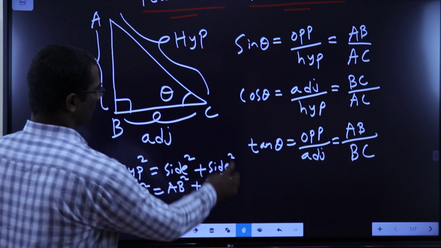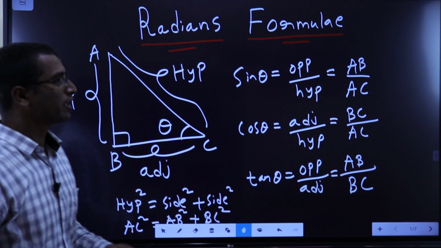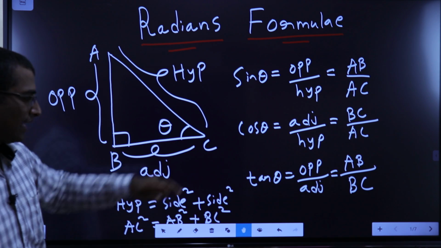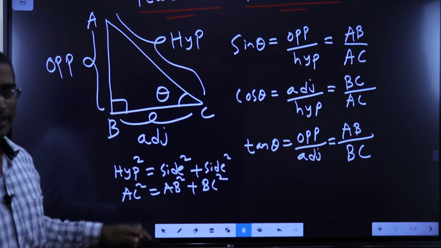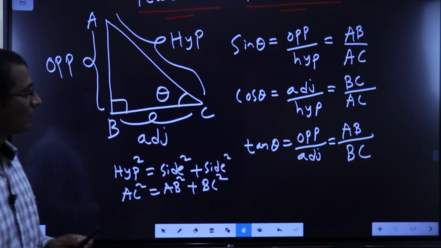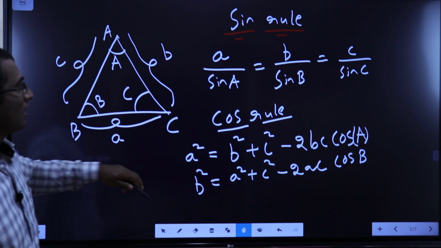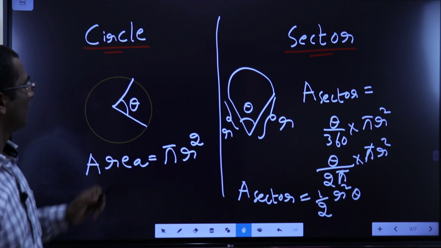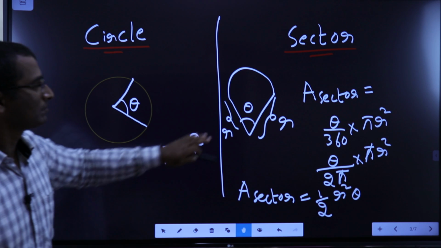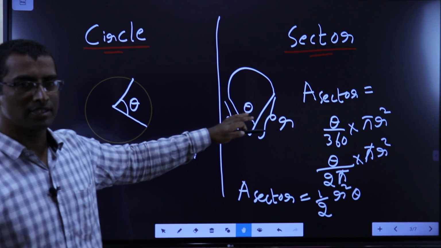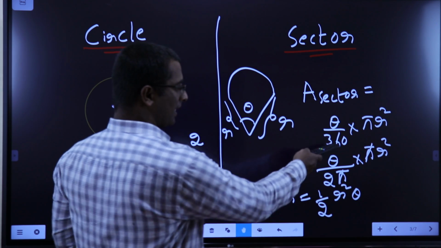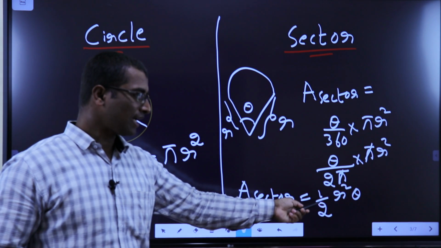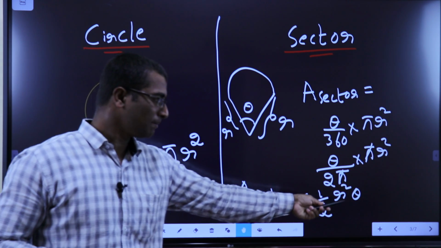So let us revise one more time. Radians, starting with right angle triangle. I can go with sine theta, cos theta, tan theta or Pythagoras theorem in any right angle triangle. If it is not a right angle triangle, I go with sine rule or cos rule. Okay. Next. For a circle, area is pi r square. A part of a circle taken out, we call it the sector. Its area is theta by 360 whenever theta is in degrees, but in AS level we don't use that. We always go with half r square theta in AS level, and theta should be in radians.